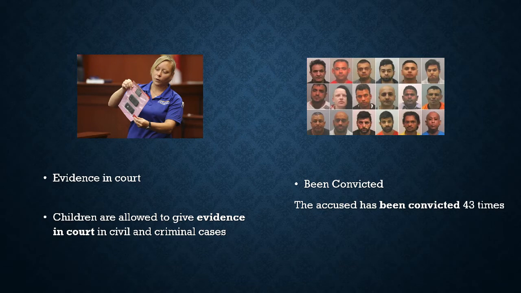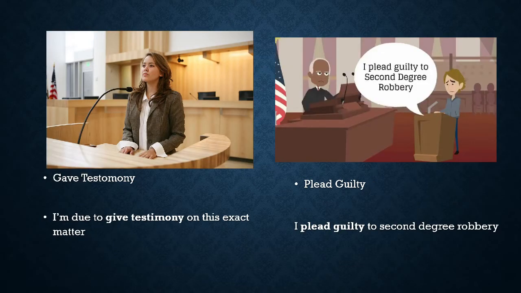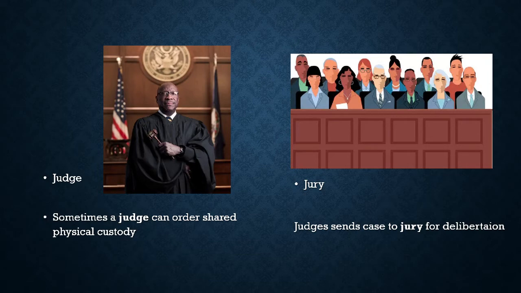Being convicted. The accused has been convicted 43 times. Gave testimony. I'm due to give testimony on this exact matter. Plead guilty. I'll plead guilty to second-degree robbery. Judge. Sometimes a judge can order shared physical custody. Jury. Judges send cases to a jury for deliberation.